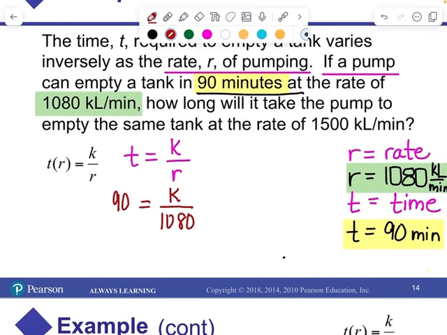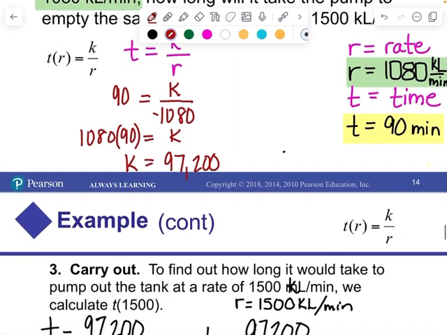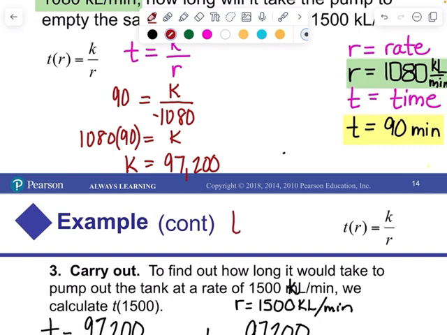So we have 90 times 1,080. Got to make sure I have my calculator out here. 90 times 1,080 is, what do we get? I'm going to multiply those two. So 1,080 times 90 is equal to my k value. So k turns out to equal 97,200. Okay, so now I have the k value. So now I know my equation is t is equal to 97,200 over r. Okay, we'll finish this problem here.